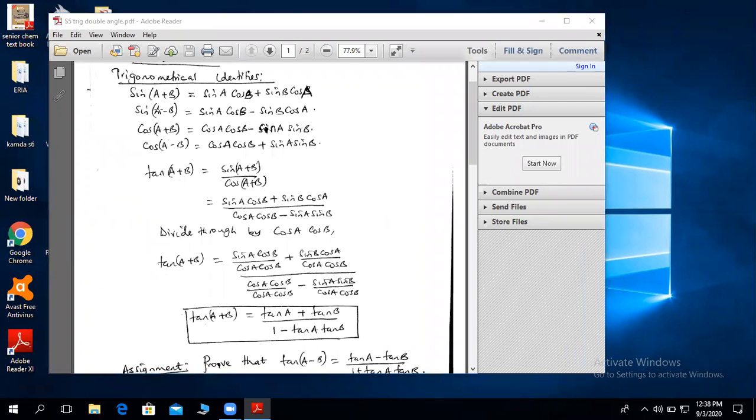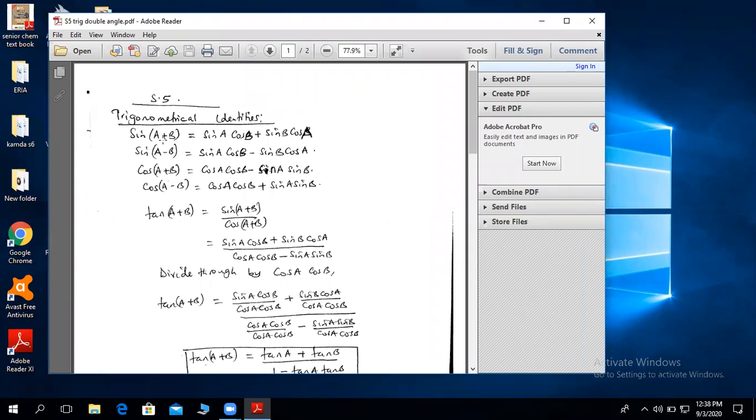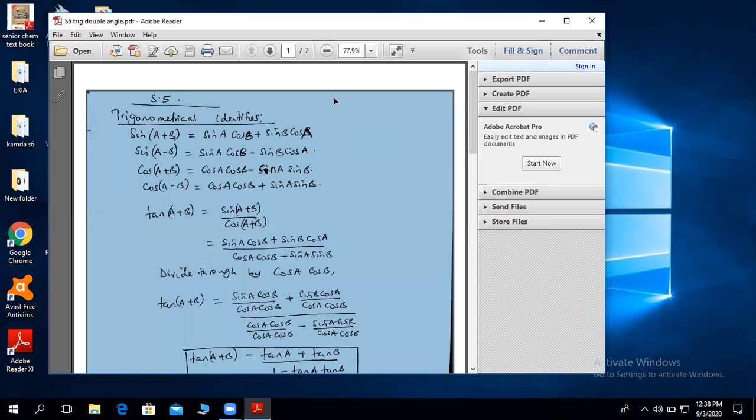Okay, so this one here, these are some of the trigonometrical identities that are very important and very common. One is for sine, and the other one is for cos, and the other one is for tan. Very important. How do we expand?